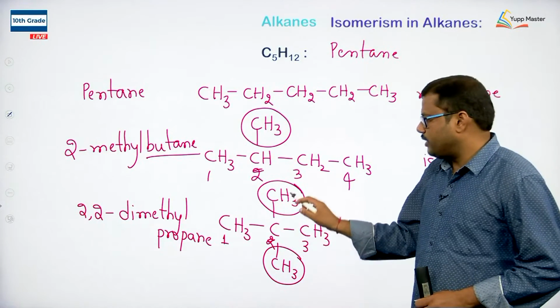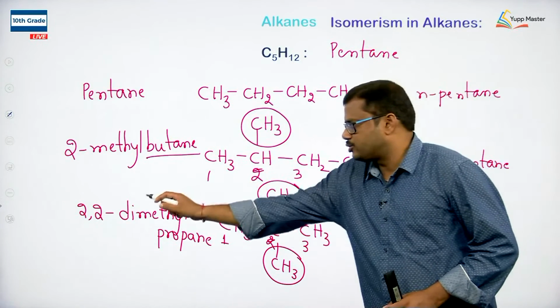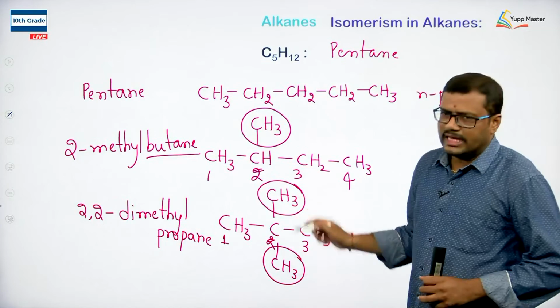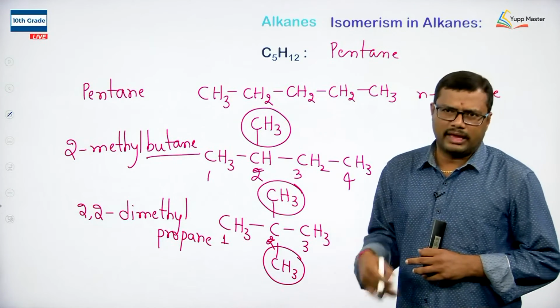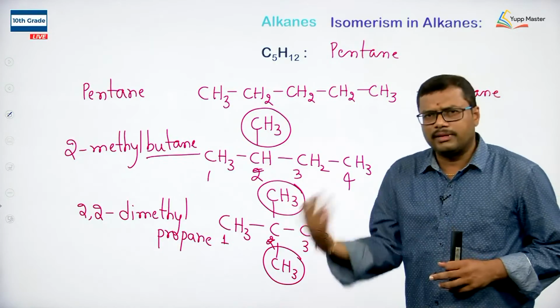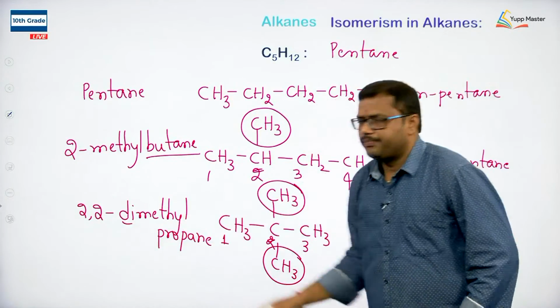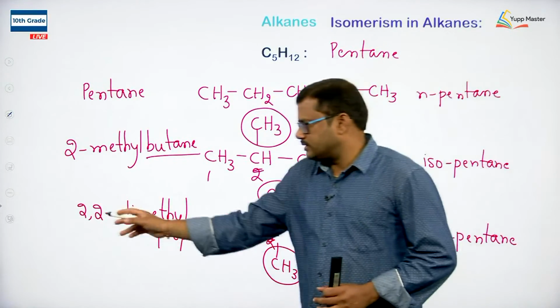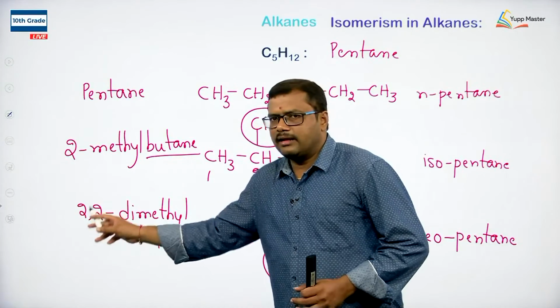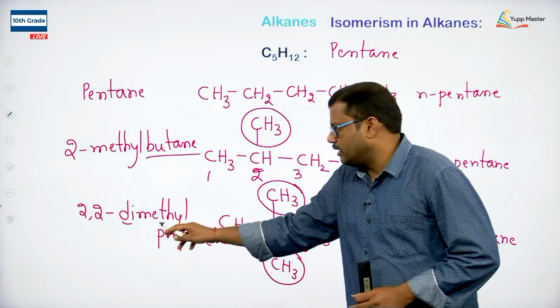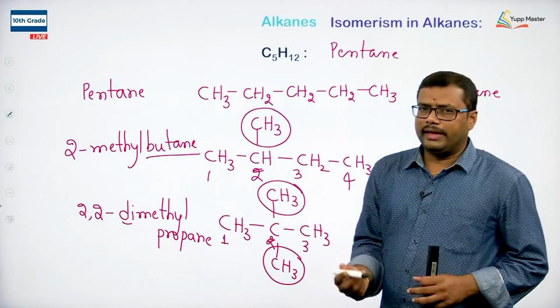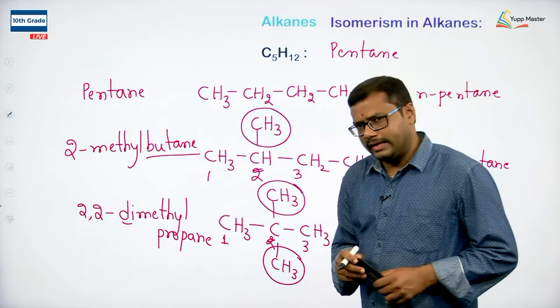At the second position we have 2 methyl groups, so we are writing it as 2,2. Whenever the same alkyl groups are present, no need to mention them again and again, no need to write methyl twice, just use the term dimethyl. Two methyls are present on the second carbon. So I am writing it as 2,2-dimethylpropane, the name of neopentane.